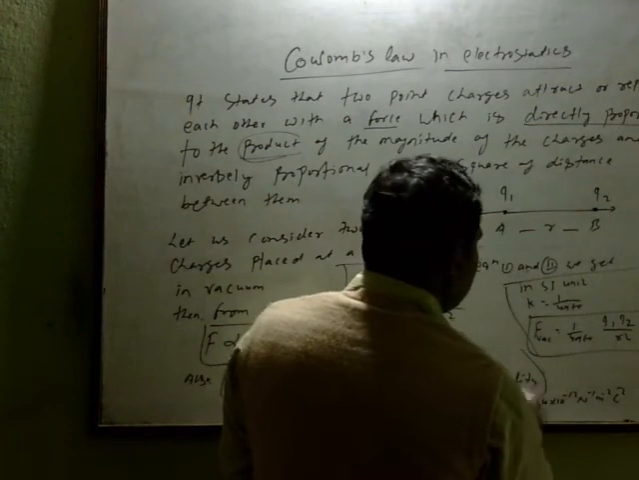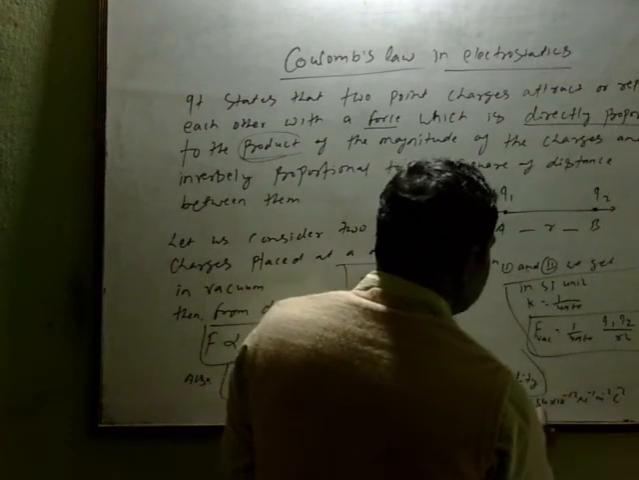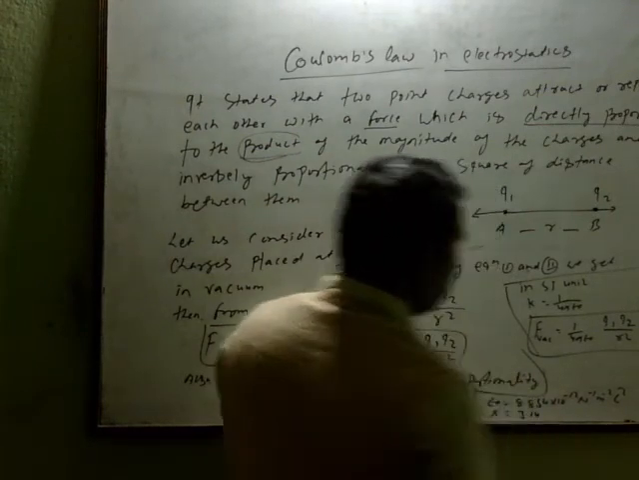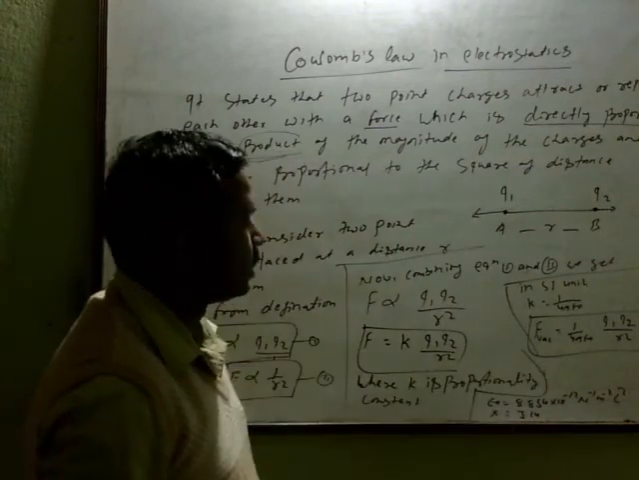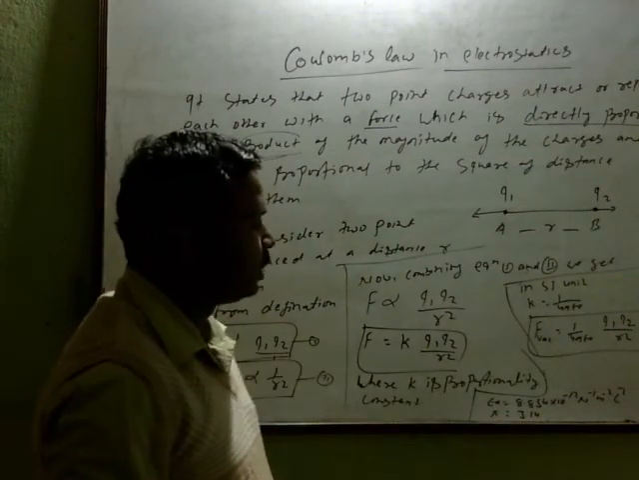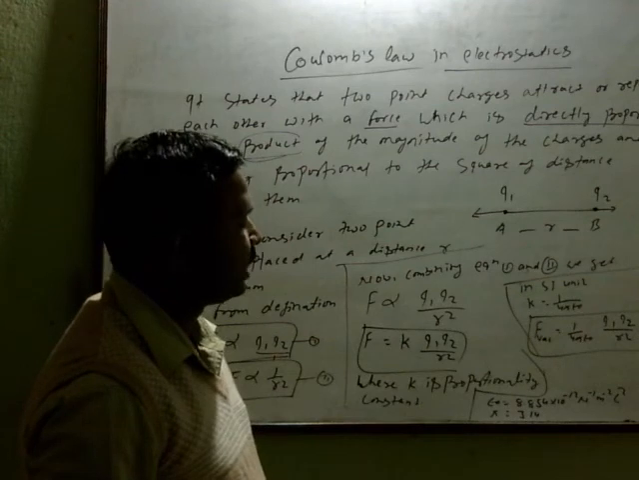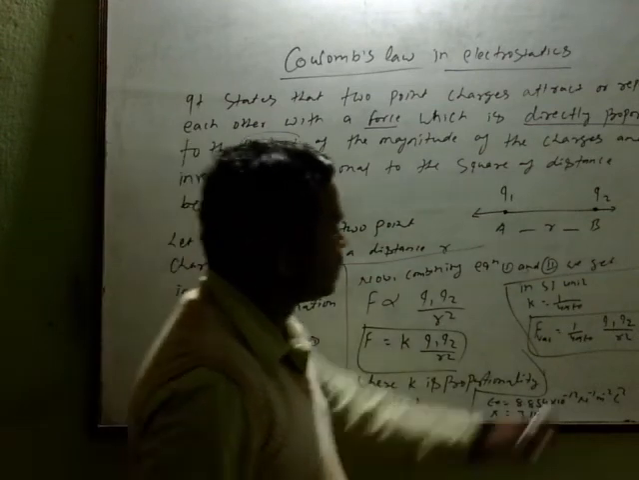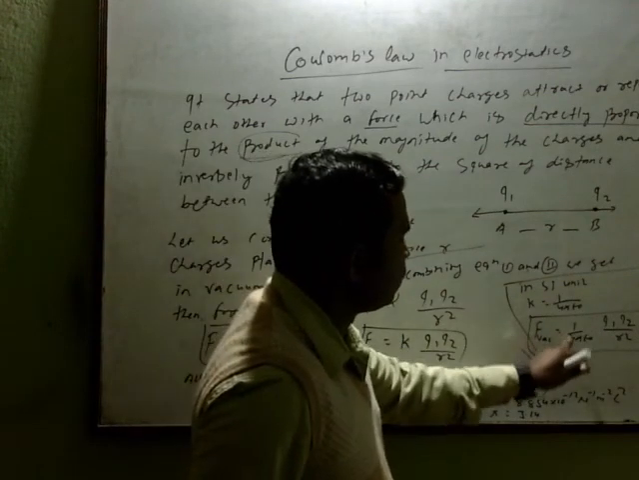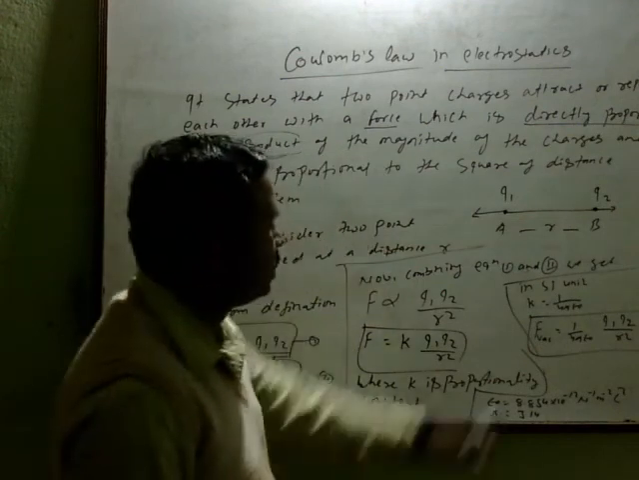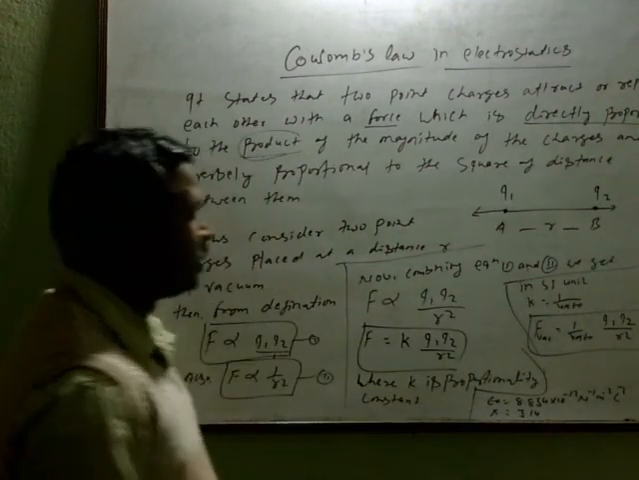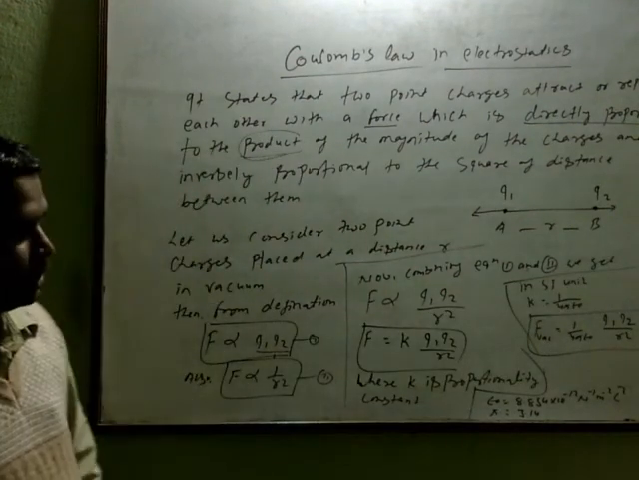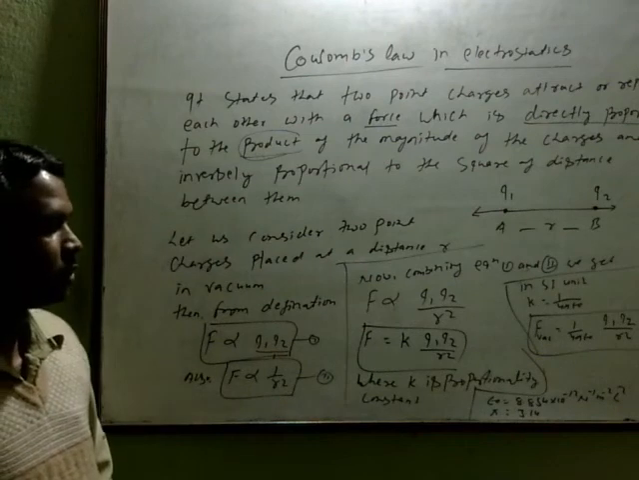And what is the value of pi? You know, pi equal to 3.14. So this value you can put here. Then finally you will get this 1 by 4 pi epsilon naught value. Okay, students, I think that you should write this one. This is an important question for all.